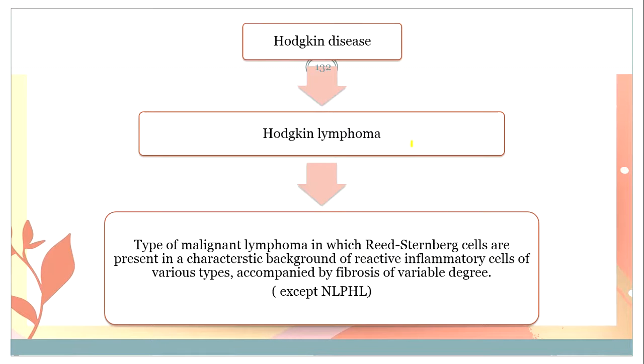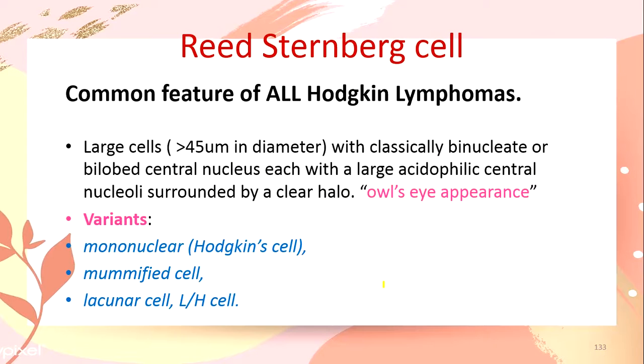What is Hodgkin lymphoma? It is a type of malignant lymphoma in which the RS cells are present in characteristic background of reactive inflammatory cells of various types, accompanied by fibrosis of variable degree. Now, what is a Reed-Sternberg cell? RS cell is a common feature of all Hodgkin lymphomas.